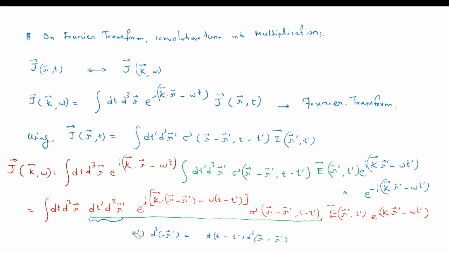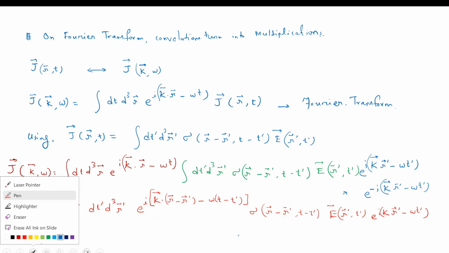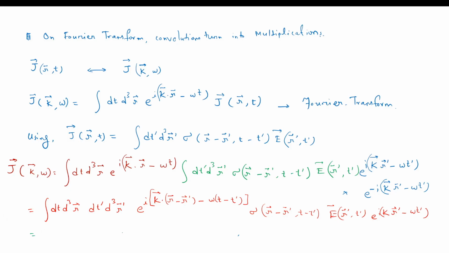So in the next step, we'll just write it as the Fourier transform of sigma. It's equal to the integral dt d cube r and e to the power, and the Fourier transform of sigma is sigma(k, omega). How are we getting to know this? By this definition. This is the definition that you were using.